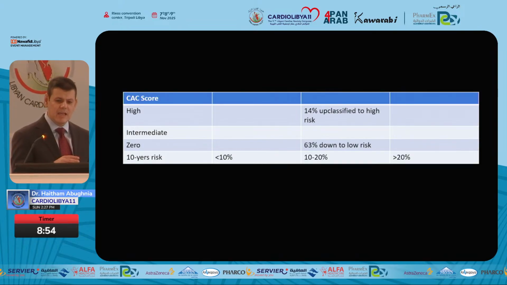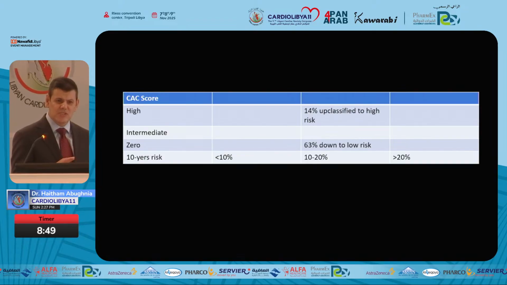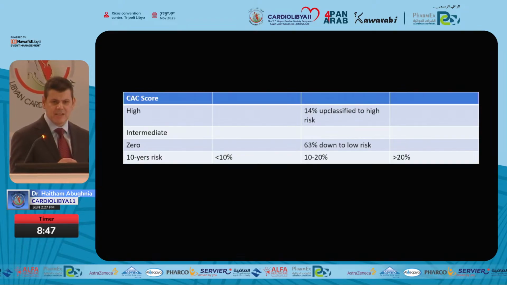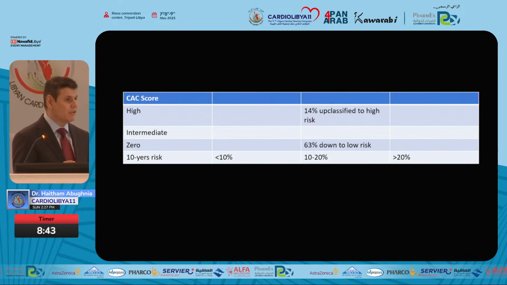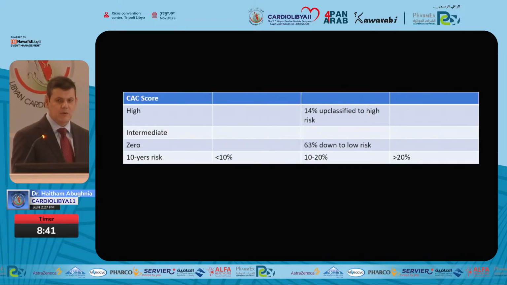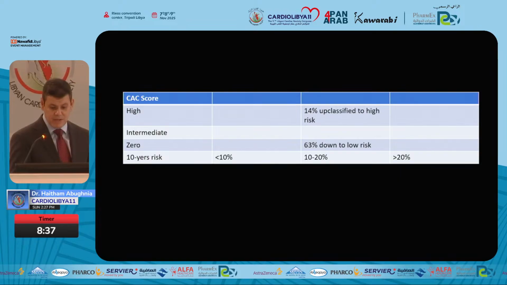Some studies show that around 15% will go higher. And almost 2/3 actually will go lower. Instead of intermediate, you realize that they are low risk. And if they want to be on statins or aspirin when they are low risk, then sometimes you can change it, and then you can justify it.